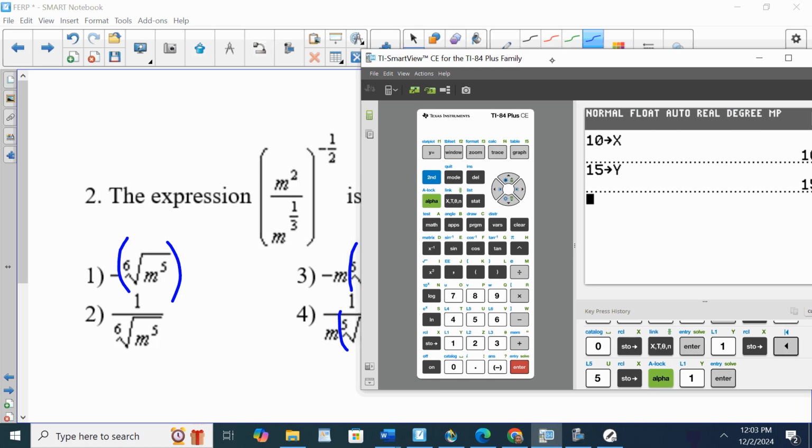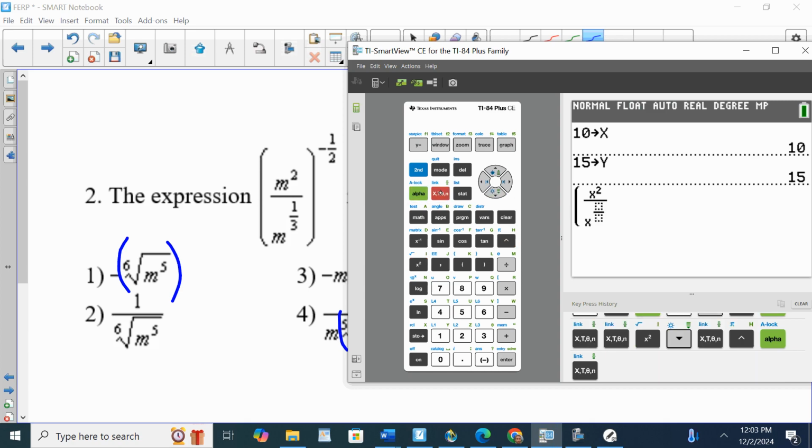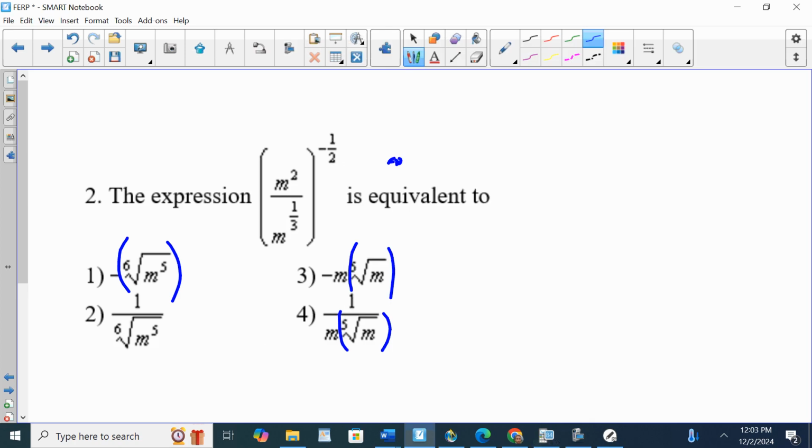I type in the original problem in parentheses, alpha x for the fraction, x squared over x to the power of 1/3. Oops, let's get the parentheses there. Good. To the power of negative 1/2. I get 0.146... I type in each choice.